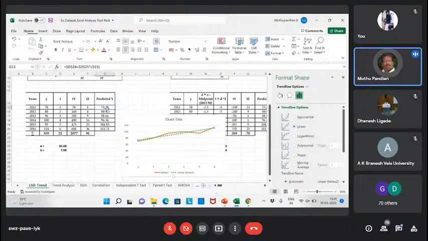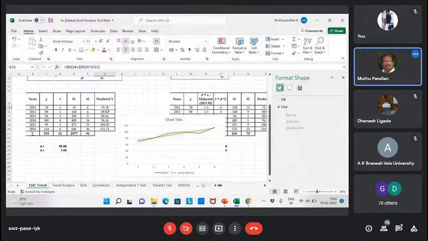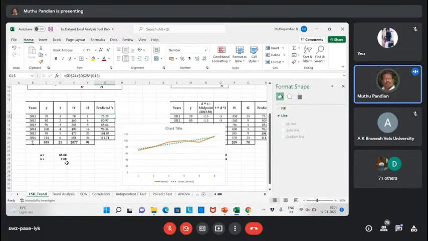How do we calculate this predicted y value? The predicted y value is nothing but alpha plus beta x. That is the equation I am using to predict my y value.